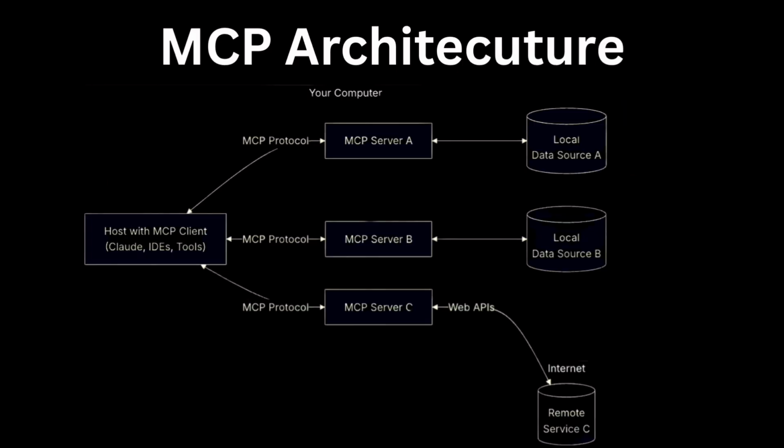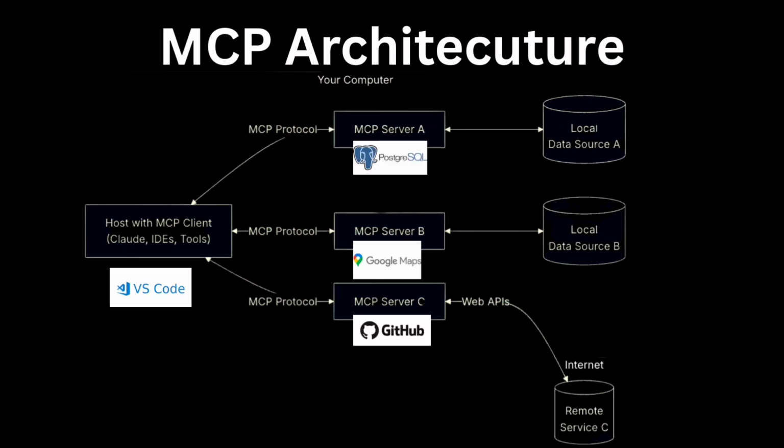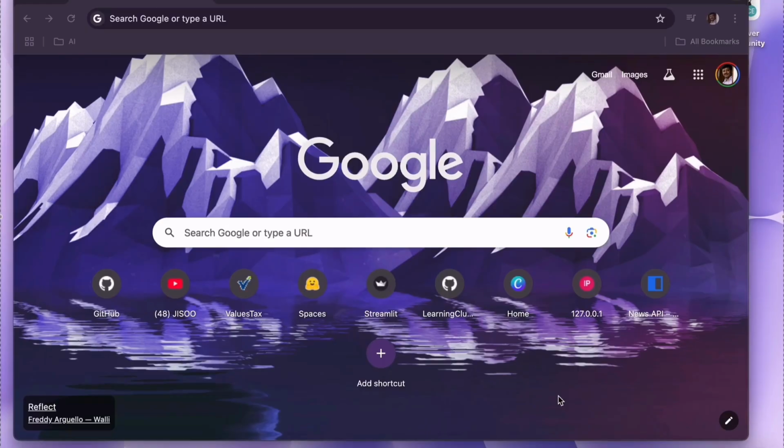Here is how the MCP architecture works behind the scenes. On your computer, you have an MCP client. This could be Claude, an IDE, or any AI-powered tool. This client connects to an MCP server using the MCP protocol. Each server is responsible for interfacing with a specific data source, like a local database, an API, or even a remote service over the internet. In our demo, VS Code is the MCP client and GitHub is the MCP server. Now let's see how to connect VS Code to an MCP server in action.